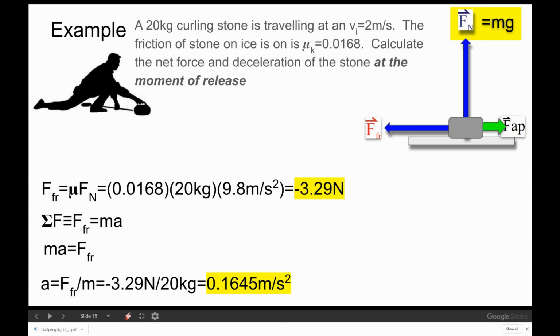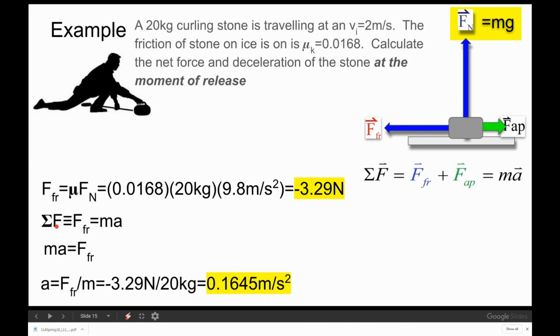The second that man lets go of the curling stone, his force on the curling stone is 0. So the applied force would be the curler, and that applied force is going to be nothing at the moment of release. That's why I specified that. So all that will be left is the force of friction. The force of friction is going to calculate out to minus 3.29 newtons.